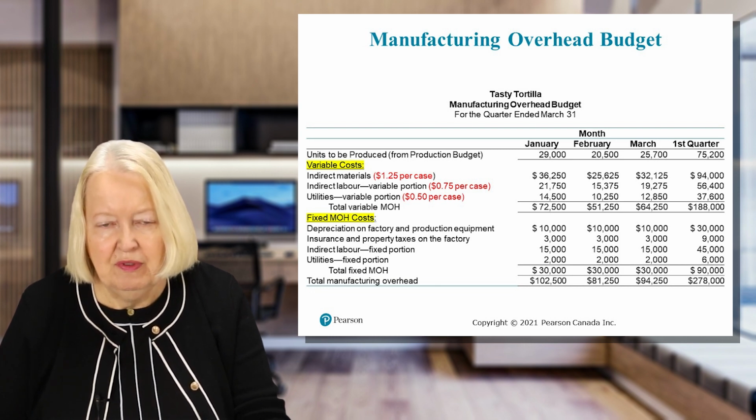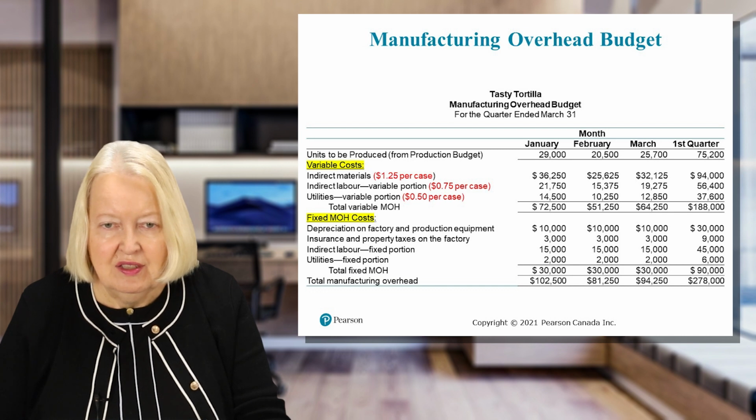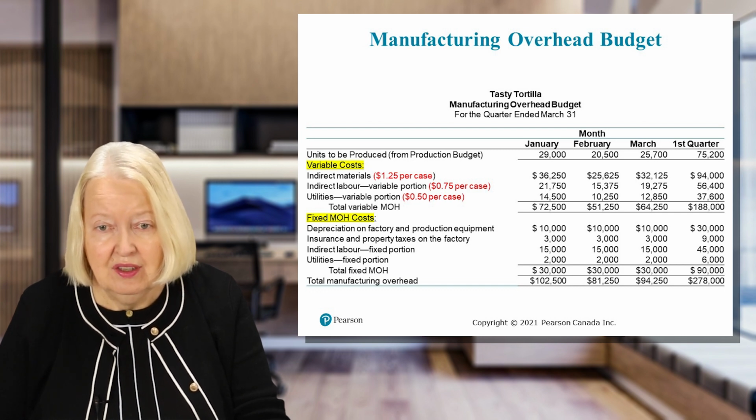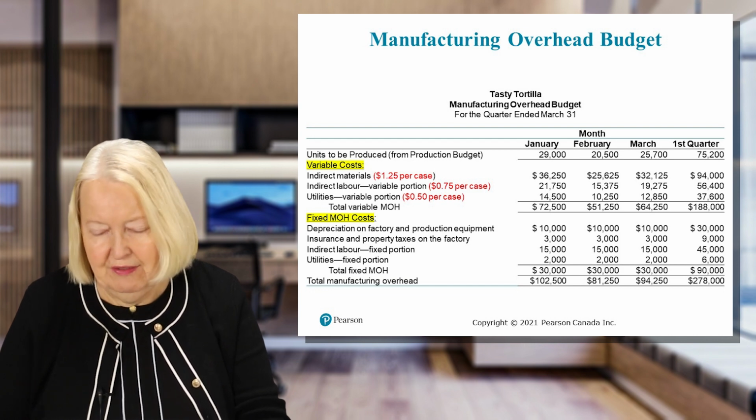The next type of manufacturing overhead is fixed cost. So fixed, it doesn't matter how many units you make, the cost is going to be the same. So you can see here depreciation is the same across the 3 months, insurance and property taxes $3,000 a month, indirect labor, utilities, and so on. So you have your total manufacturing costs of $102,500.